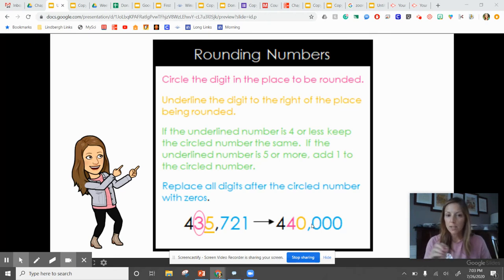3 plus 1 is 4. So our new number would be 440,000. All the rest of the numbers turn to 0. Let's practice some.